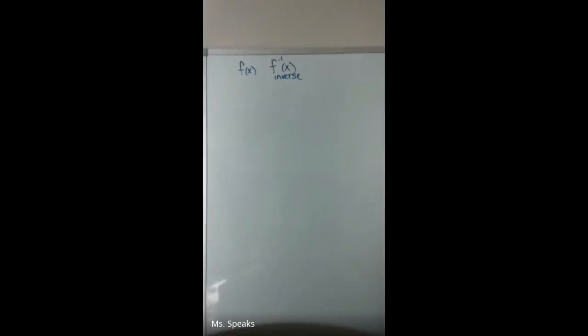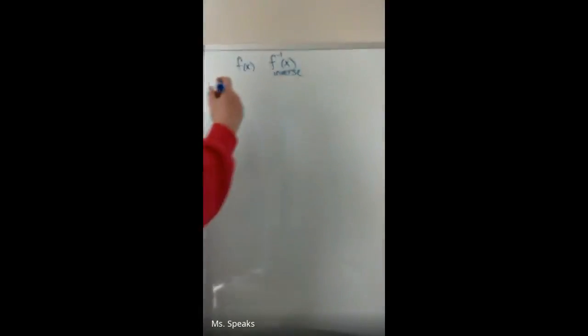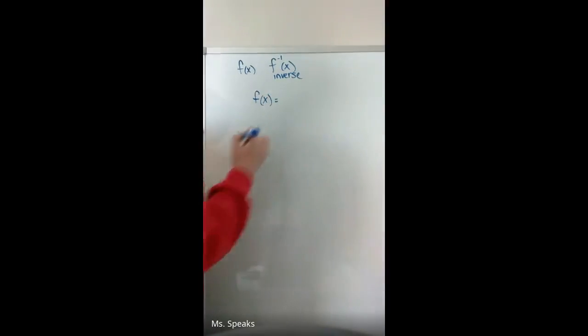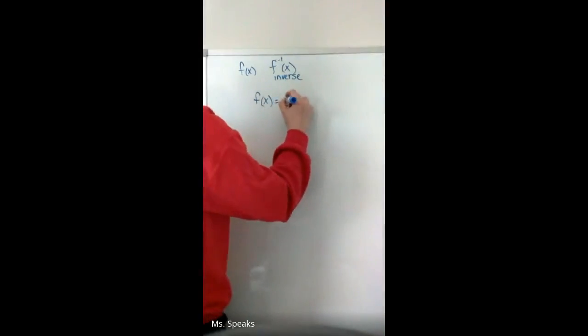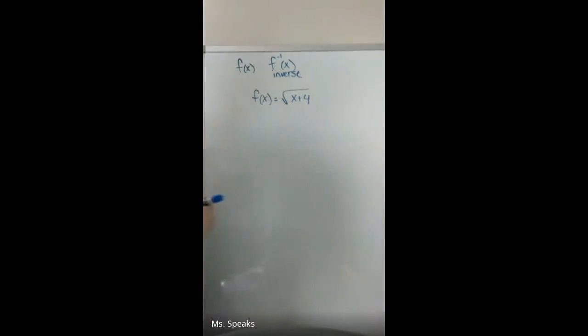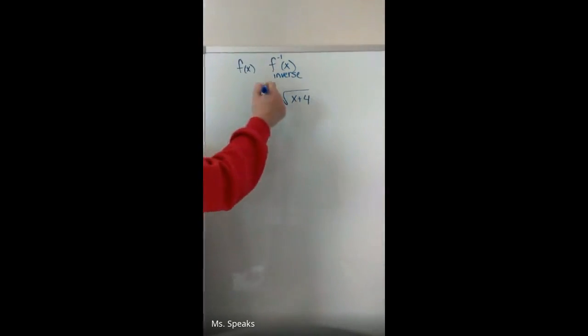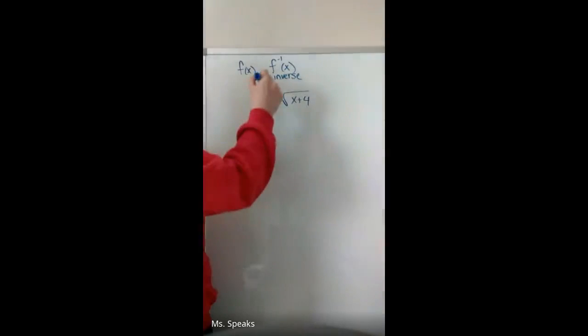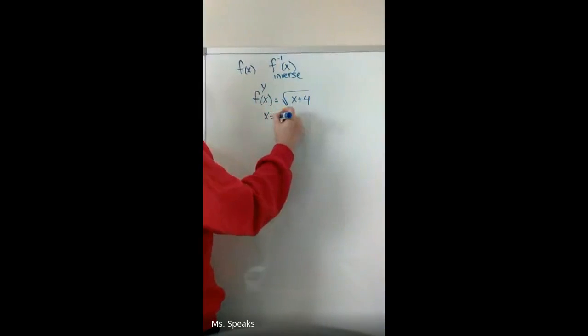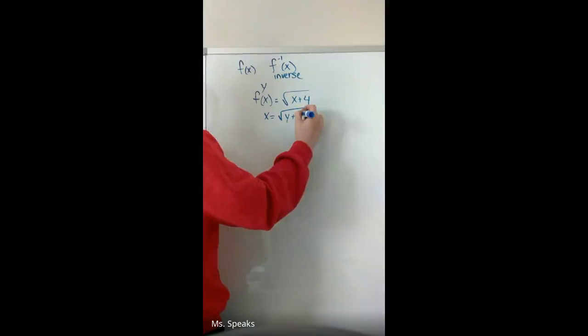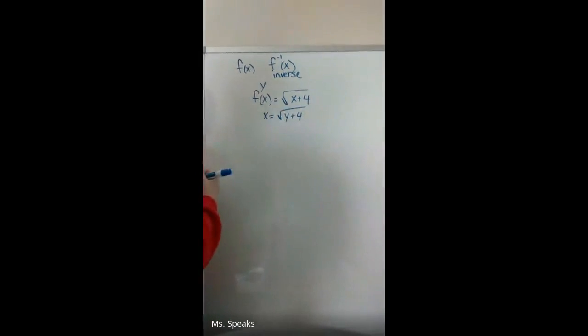All right, so if I wanted the inverse, I'm going to do 68 and 71 from that review sheet. So f of x equals the square root of x plus 4. Remember, the way to find the inverse is switch x and y and then solve for y. So f of x is the same thing as y. I'm switching x and y, so now I have x equals the square root of y plus 4, and I'm going to try and get y by itself.